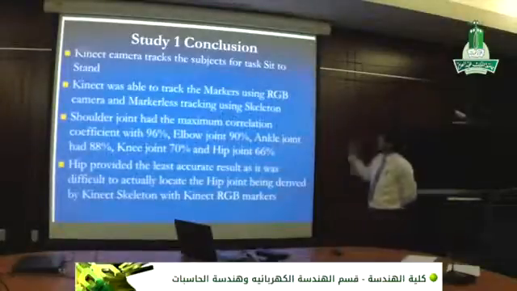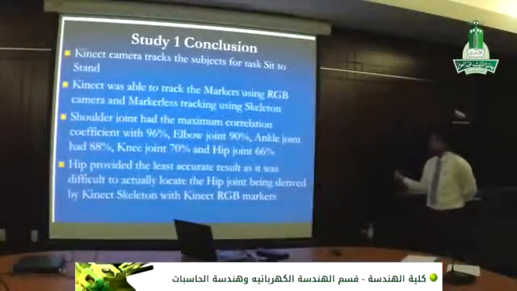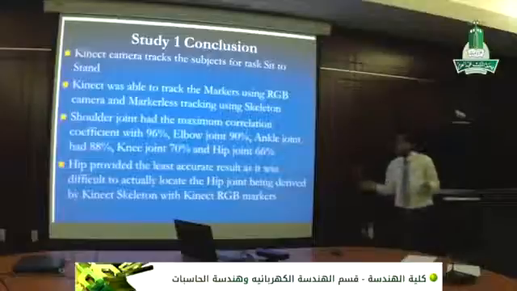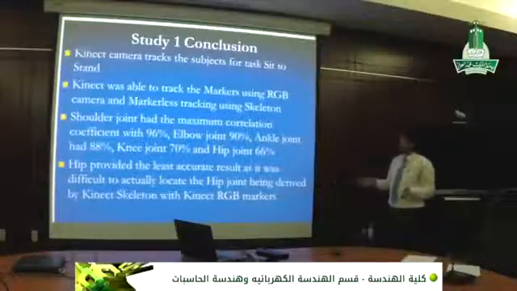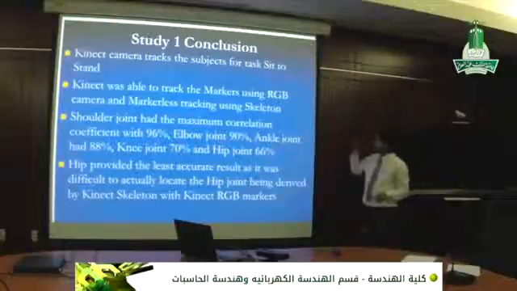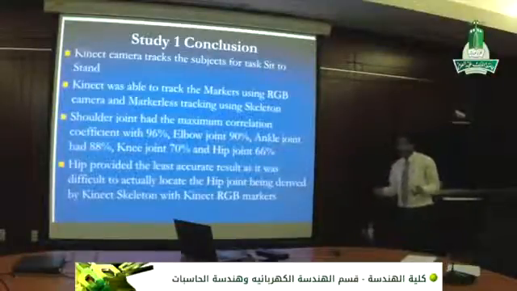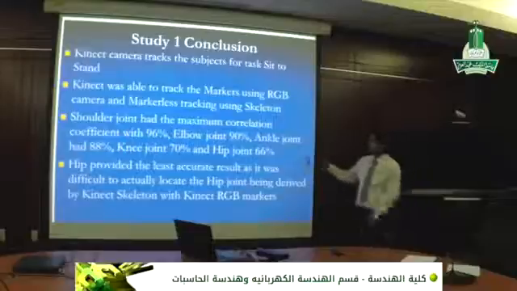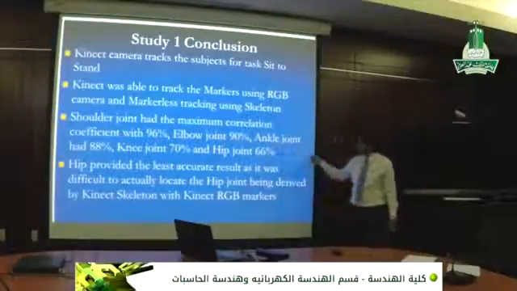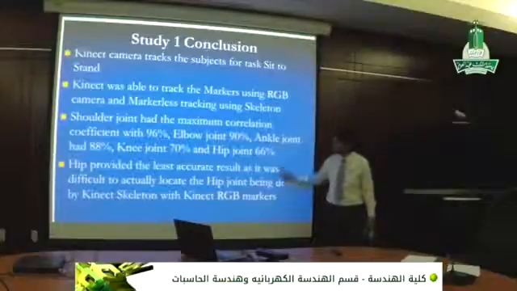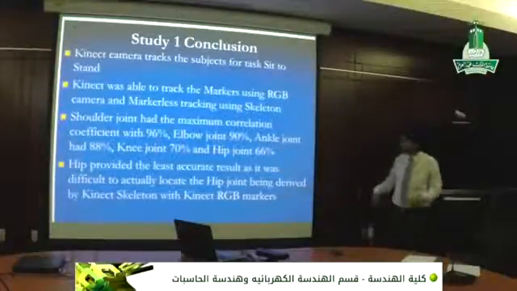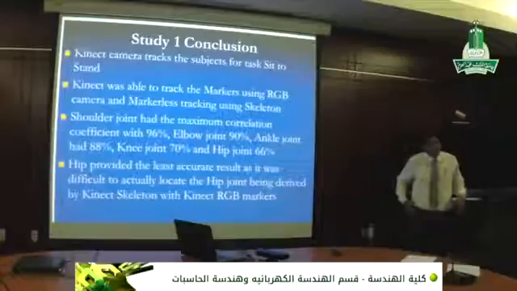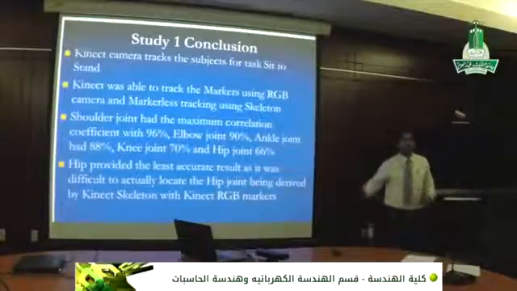The conclusion for study one was that the Kinect camera is able to track the subject for the task that has been applied earlier. Kinect was able to track the markers on the subject using the RGB camera and markerless tracking using the skeleton. The shoulder joint had the maximum correlation coefficient, 96%. Elbow joint 90%. The least was for the hip joint. The reason for the hip joint having such a low correlation was that it was very difficult to analyze where to put the markers on the subject and where the Kinect skeleton is perceiving it.